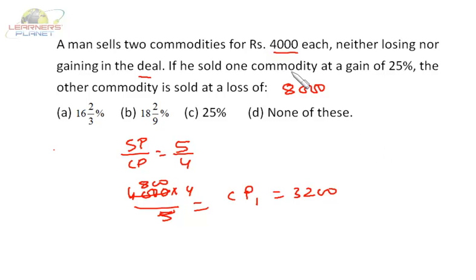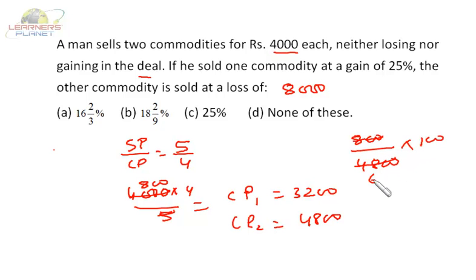Okay. Now if selling price is 4,000 and cost price is 4,800, that means there is a loss of 800 rupees over 4,800 into 100. Okay, so it is 100 by 6, that is 16 2 by 3% loss. Okay, I hope you are clear. Just go logically, no more calculations, no more formula usage required.